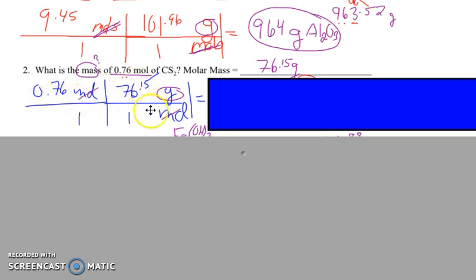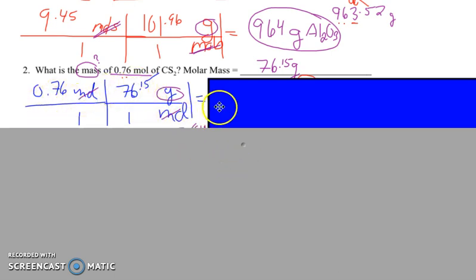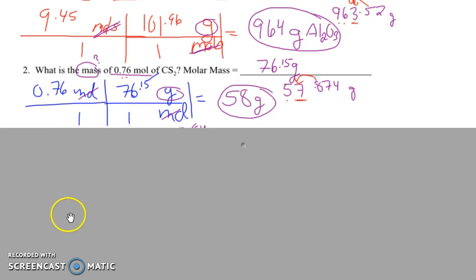So at this point, make sure your setup's correct, pause the video, and write your calculator answer, and then your correctly rounded sig fig answer. If you got 58, good job. Your calculator answer should be 57.874. Original problem has 2 sig figs. Decimal is present, but the first non-zero isn't until the 7, so 1, 2 sig figs. That would round up to 58 grams of carbon disulfide.